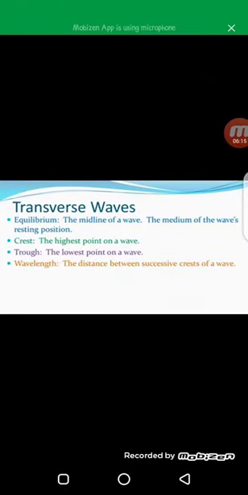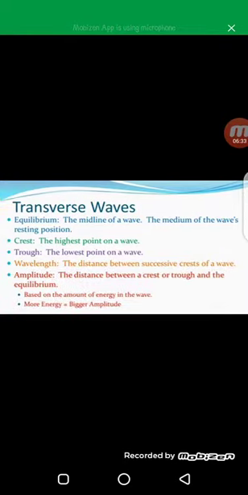Now there's also something called wavelength. A wavelength is the distance between two successive crests or two successive troughs. Remember I said the crest is the peak, the highest point, while the trough is the valley, the lowest point. Now we also have amplitude. This is the distance between a crest or trough and the equilibrium point. There's a diagram coming shortly, you will see it and understand.